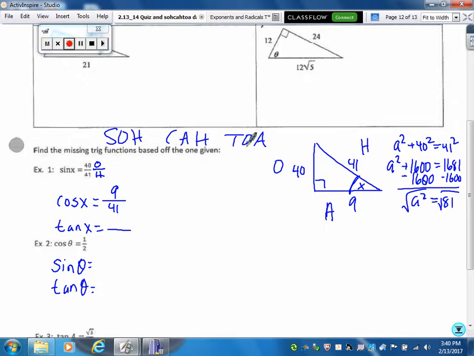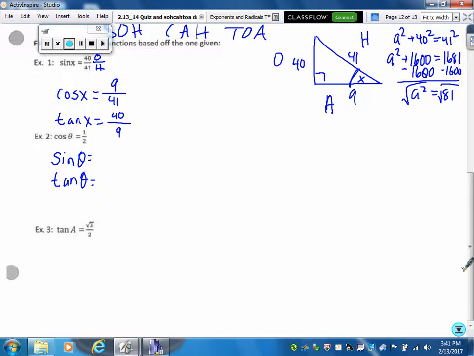So I need the O over the A. My opposite is 40, and my A is 9, which we solved for with the Pythagorean theorem. Alright, if you feel comfortable enough, go ahead and try the other 2 on your own. If you need to see some more, right here is where you need to be.